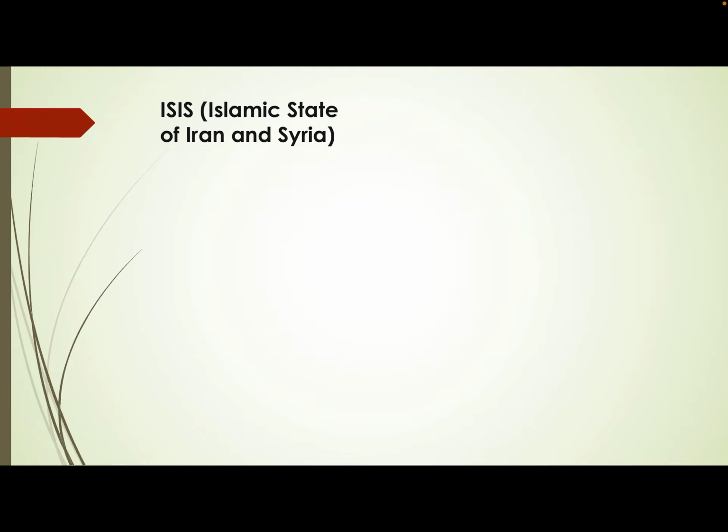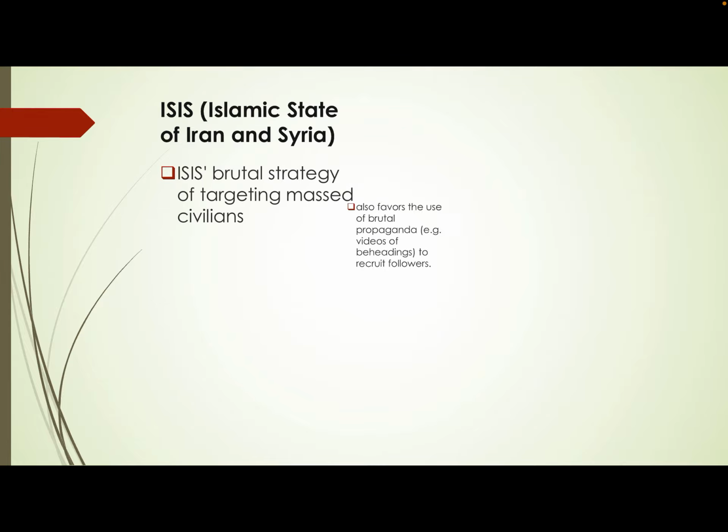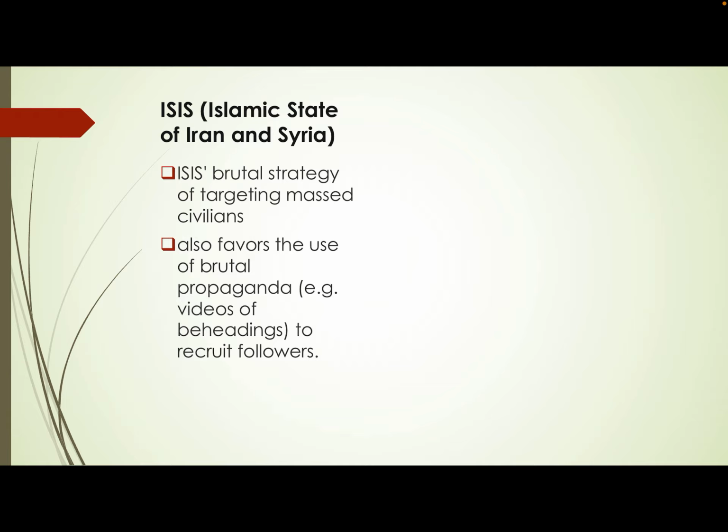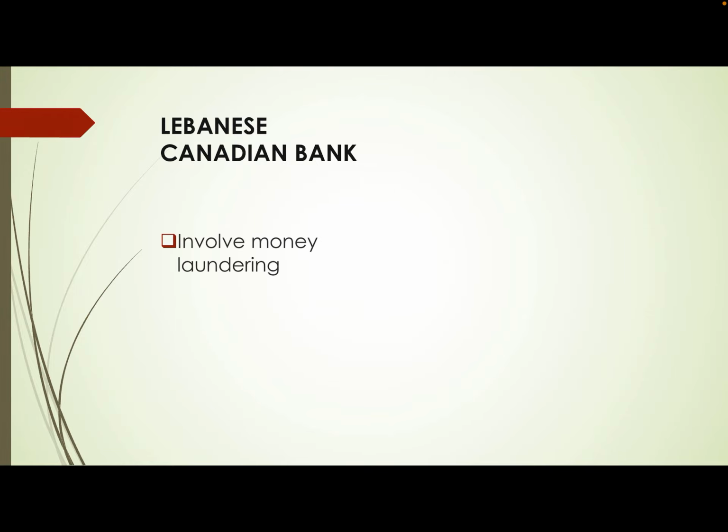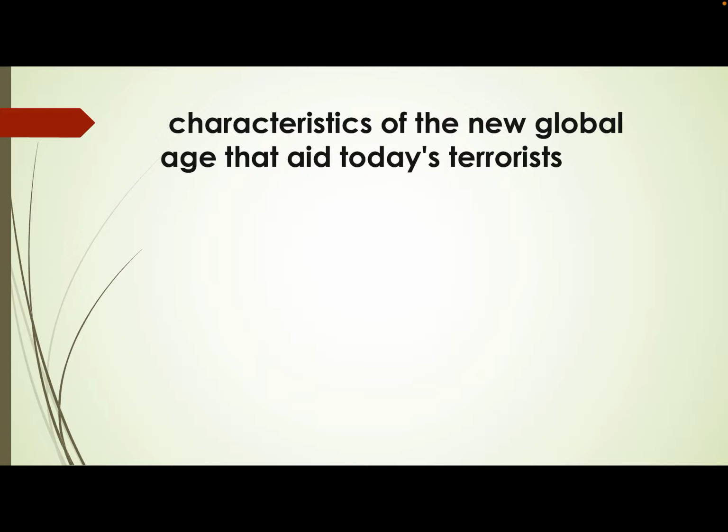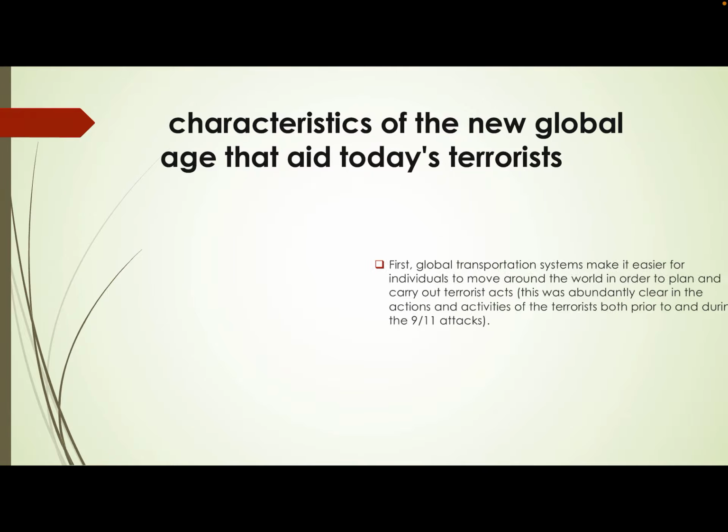ISIS is the Islamic State of Iraq and Syria. ISIS has a brutal strategy of targeting mass civilians. It also favors the use of brutal propaganda like videos of beheadings to recruit followers. This one: Lebanese Canadian Bank involved in money laundering.